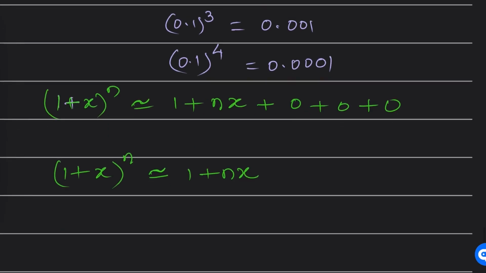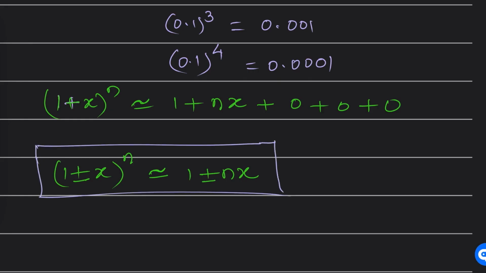This is important, sir. Here we can apply it for minus also. If it is (1 minus x) to the power n, a minus sign will come. Very important and very widely used. I'm going to use it almost 100 to 150 times in the entire 11th and 12th. Really very helpful formula. Why? Because most of the time, much hard work will be reduced by this formula.